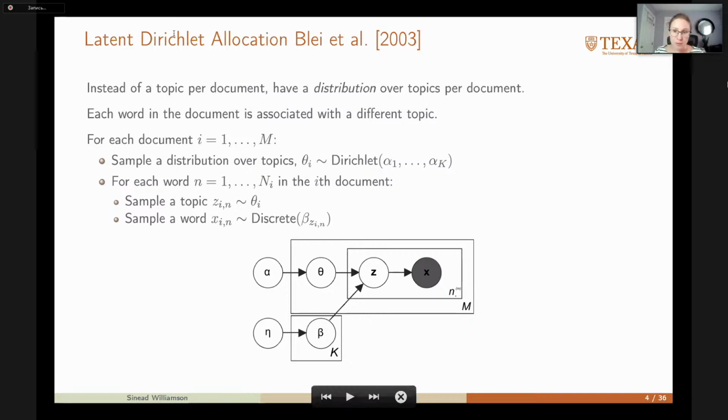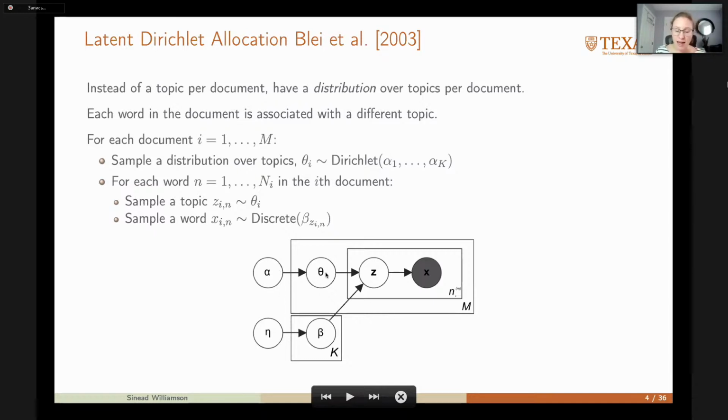So if you've seen plate notation before, this is another way of representing that. So here we have a box with K in and beta inside that. That shows that we have K separate distributions over words, beta 1 through beta K, all with shared hyperparameter zeta. And then we have M documents, that's this top box.